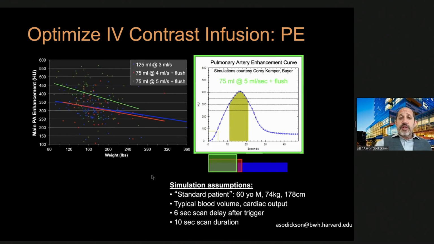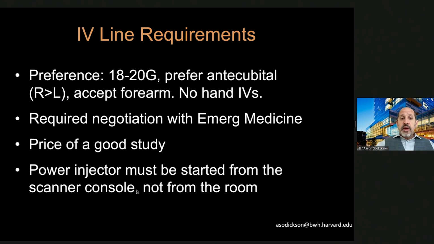We went a step further, 75 ml at 5 ml per second with a saline flush, and saw a pretty substantial improvement in the contrast enhancement in the main pulmonary artery. Now, to do that, you can see from the simulation, we need to match the timing of the bolus very tightly to the peak of the enhancement curve. And so that really prompted us to make new requirements for the IVs that we use for this study.